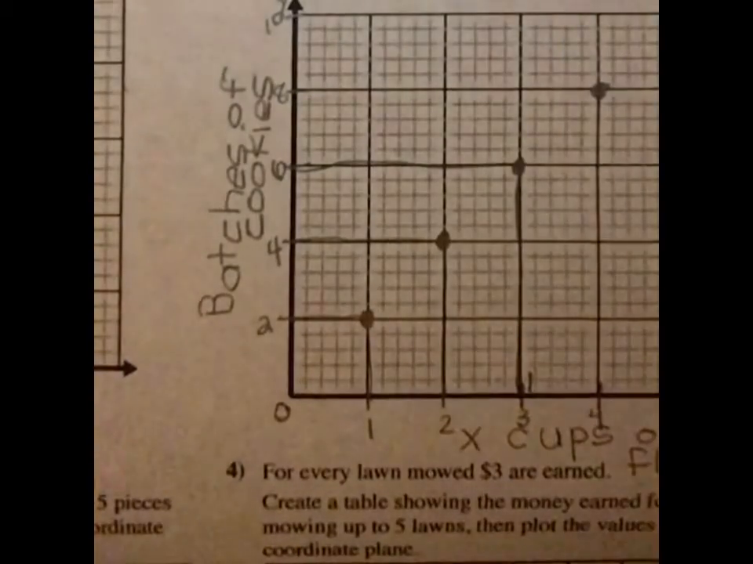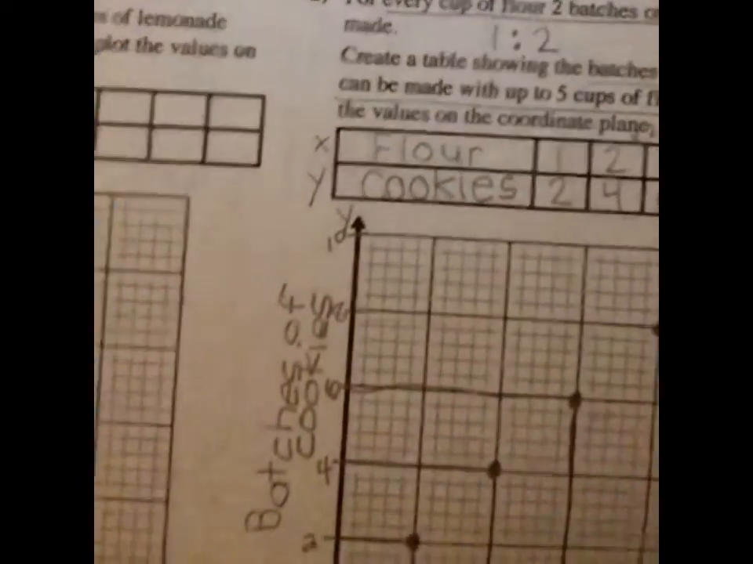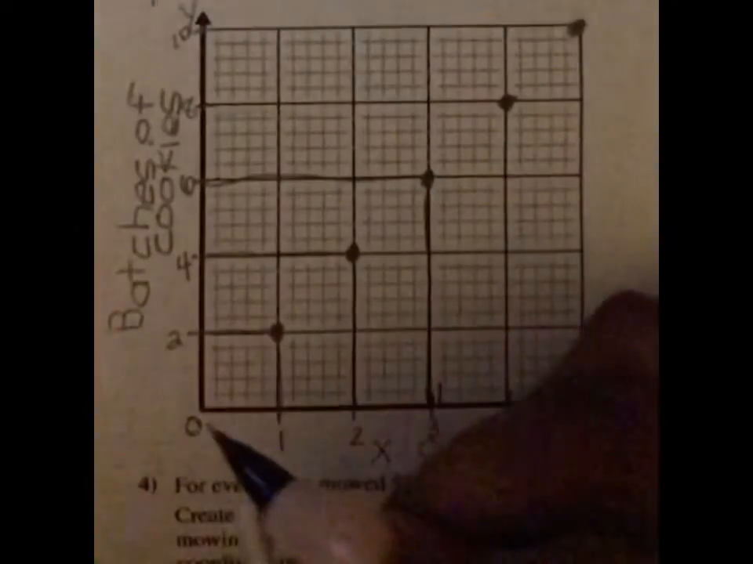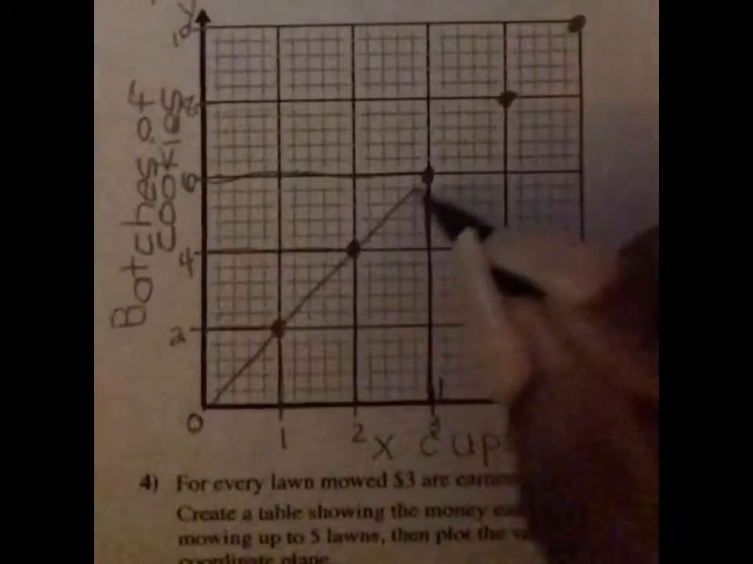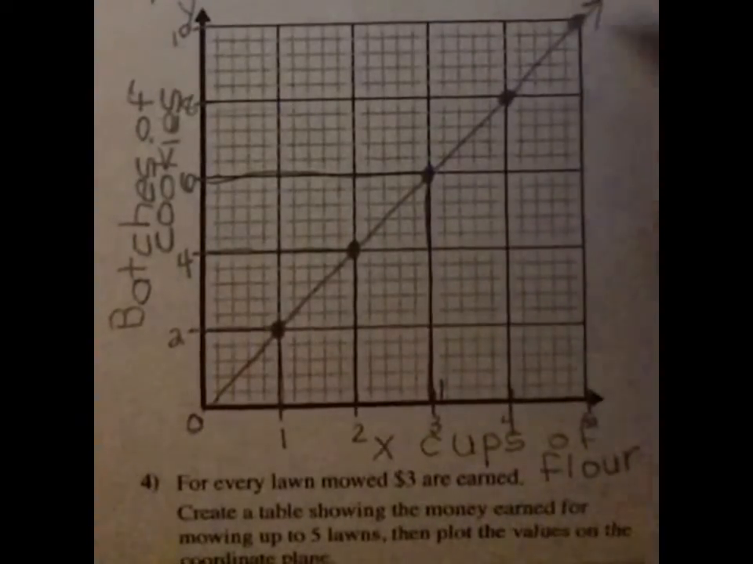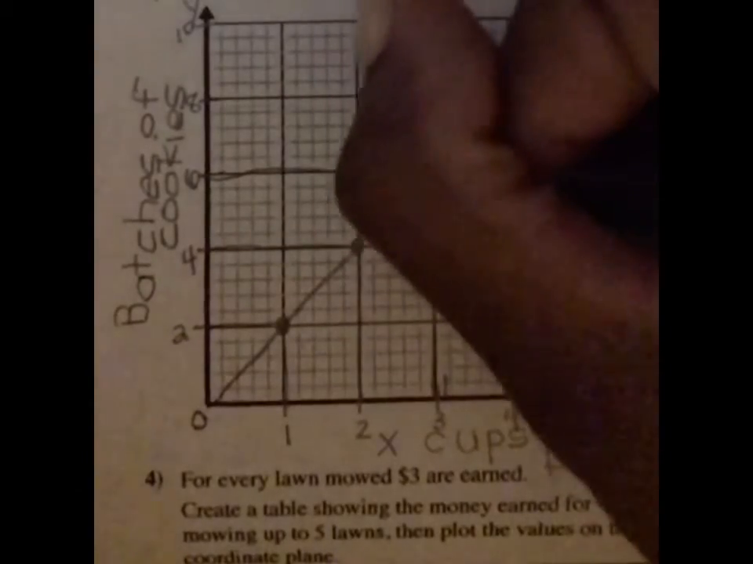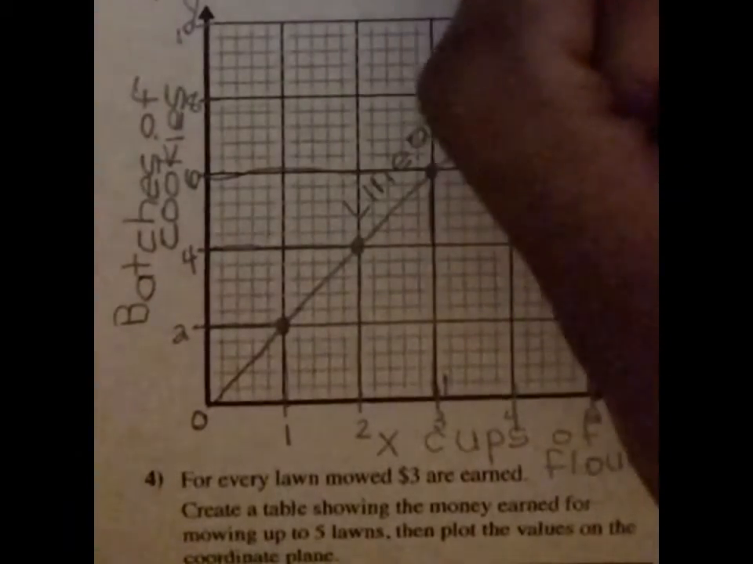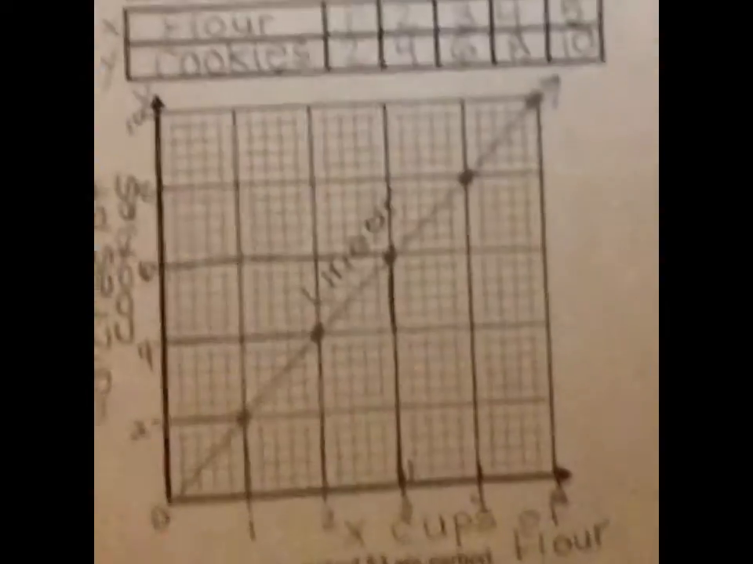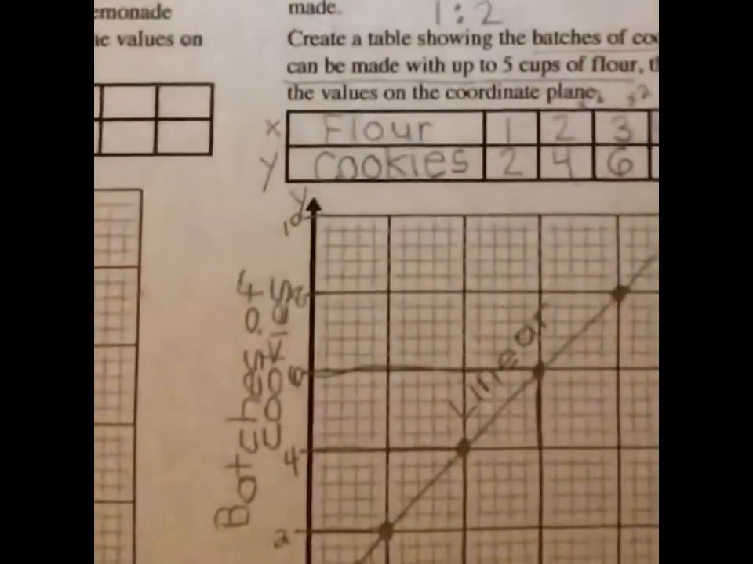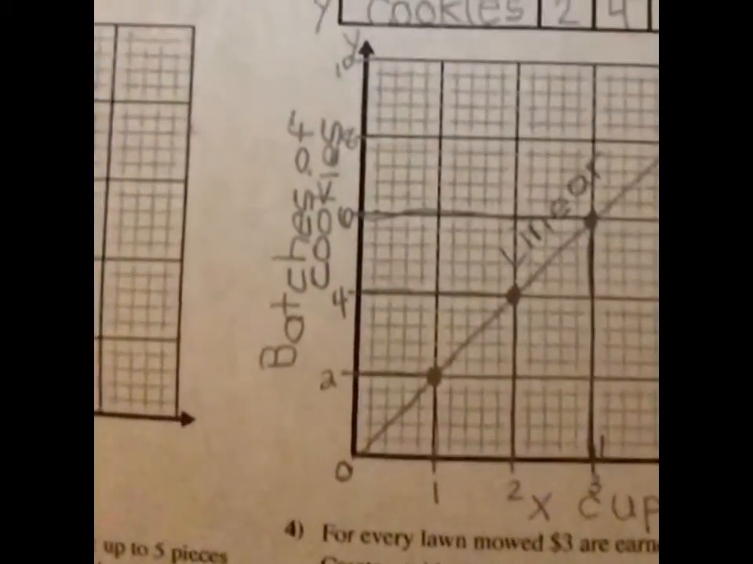Now, the way that we'll know that our graph is correct is that our points will come together to form a line. And the word we'll use to describe this line is linear. This just means that the line is straight. So each time you apply your equivalent ratios, it will need to be a straight line.